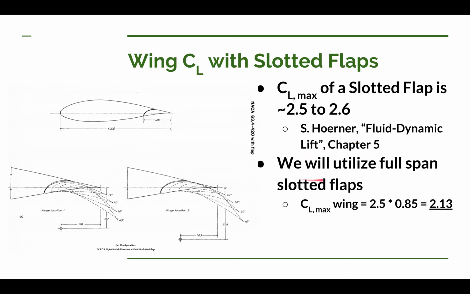If we utilized a full span slotted flaps, what would our wing coefficient of lift be? Because this was a section coefficient lift up here. So if we take our section coefficient of 2.5 and multiply by our 85%, we end up with a wing coefficient lift of around 2.13. And that compares with 2.0 previously. So we could get a greater coefficient lift with these slotted flaps for our wing.